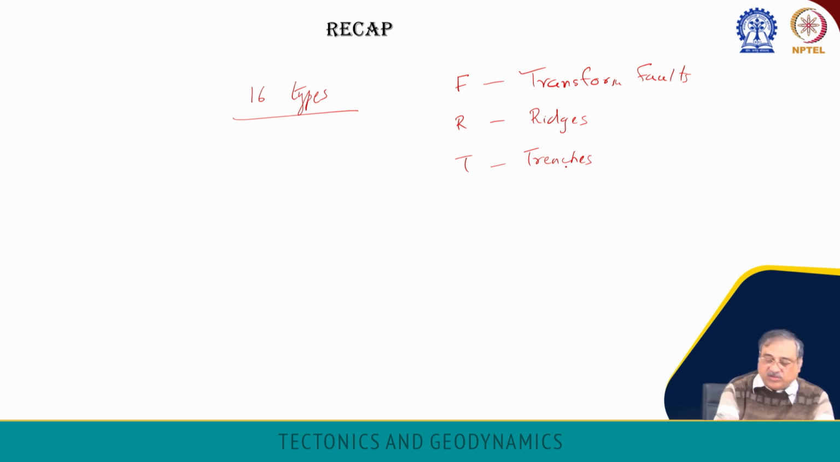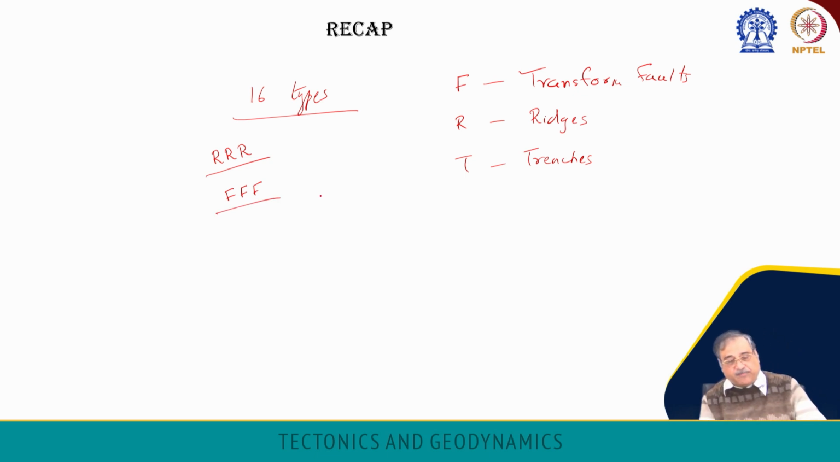Of these, we know that a junction of the type RRR, a ridge triple junction, is always stable. If you have an F triple junction, three transform faults meeting at a point, this is always unstable. The remaining types of triple junctions are mostly stable under certain conditions, but they can also be unstable. Those which are unstable would try to evolve into some kind of stable geometry with time.